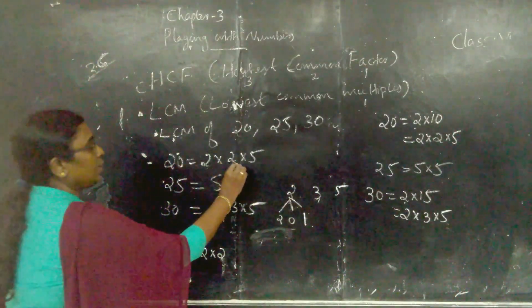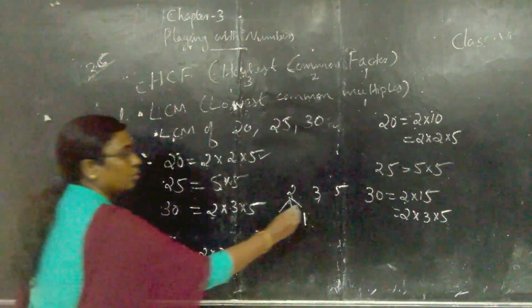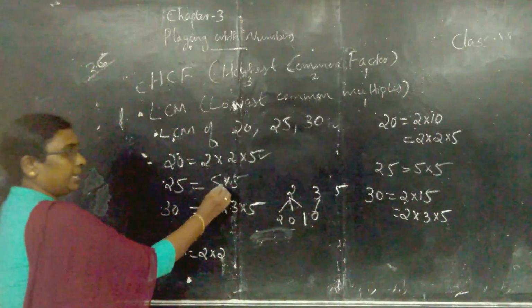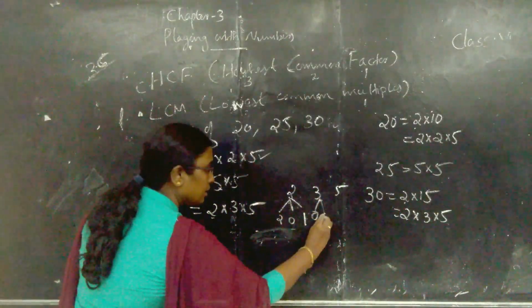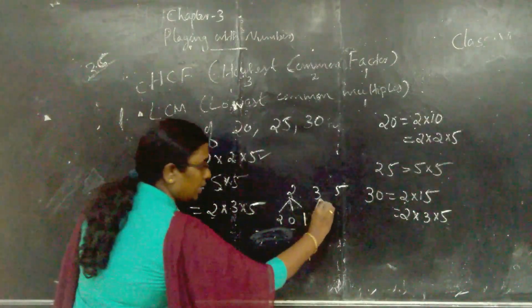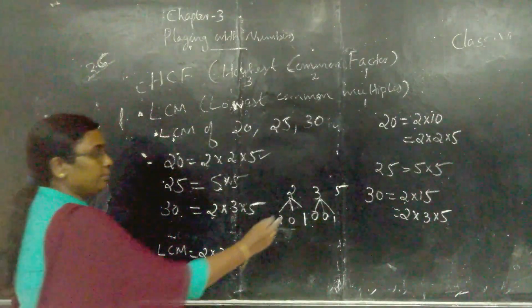The next number is 3. How many times does 3 occur in 20? There is no 3 in 20. In the second number also there is no 3. In the third number, only 1 time. So 3 occurs 1 time.